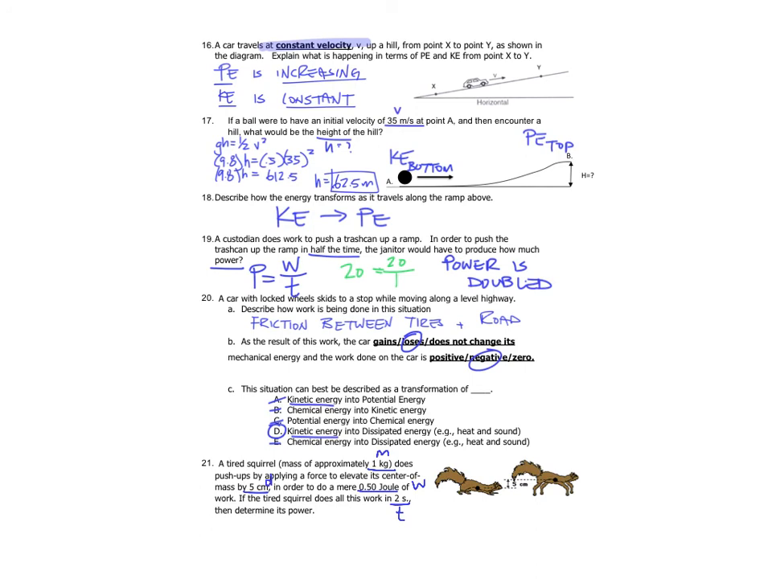Okay, so I want to find power. And power is work divided by time. The work that's being done here is half a joule. And the time is 2 seconds. So 0.5 divided by 2 gives me 0.25 watts of power.